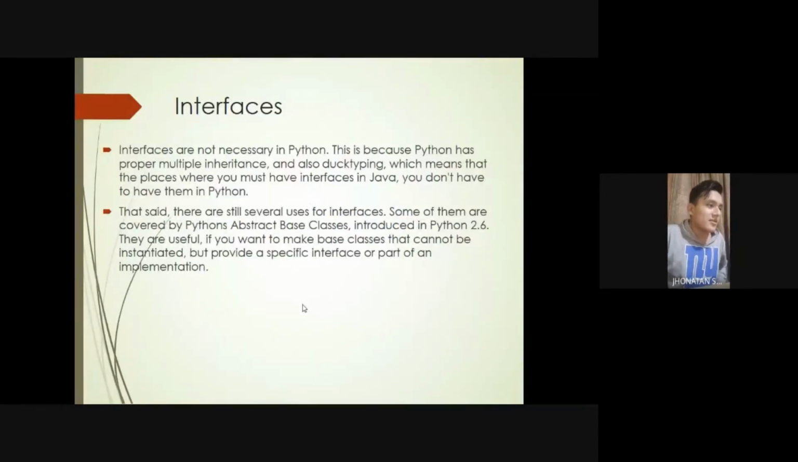Interface. Interfaces are not necessary in Python. This is because Python has proper multiple inheritance and also duck typing, which means that the places where you must have interfaces in Java, you don't have to have them in Python. That said, there are still several uses for interfaces. Some of them are covered by Python abstract base classes, introduced in Python 2.6. They are useful if you want to make base classes that cannot be instantiated but provide a specified interface or part of an implementation.